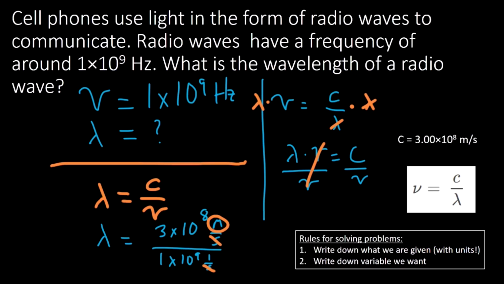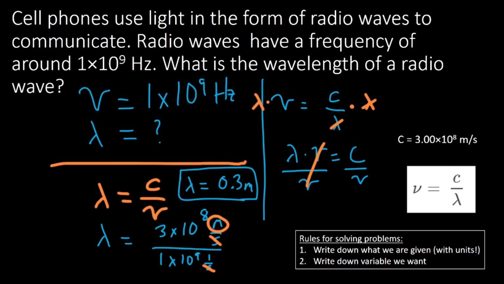Okay, what's our answer? Well, it turns out that our wavelength is 0.3 meters. Wow. So that is a really large wavelength compared to the last problem. And the last problem, we had something that was like a millionth of a meter. Now we have something that's a third of a meter. So radio waves are actually really long.